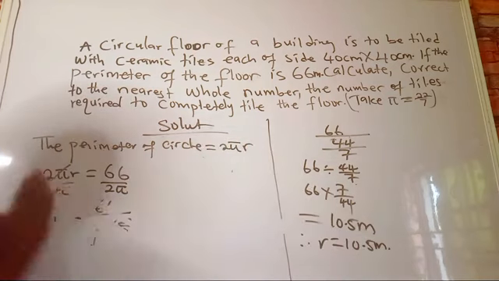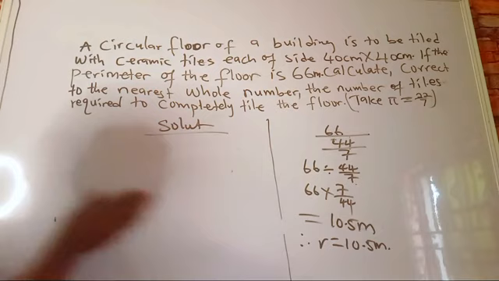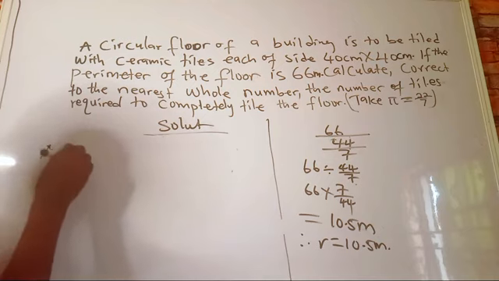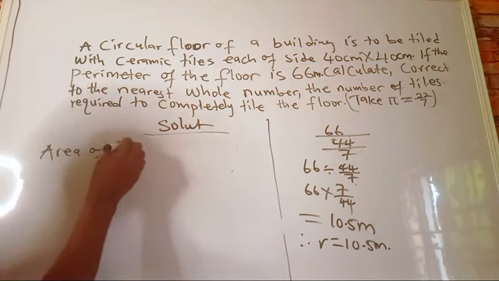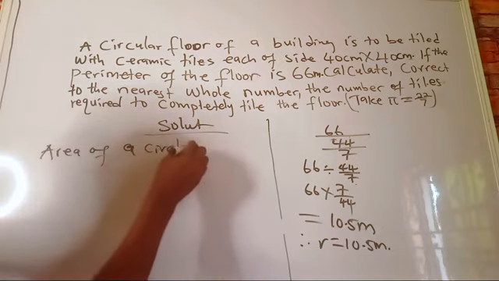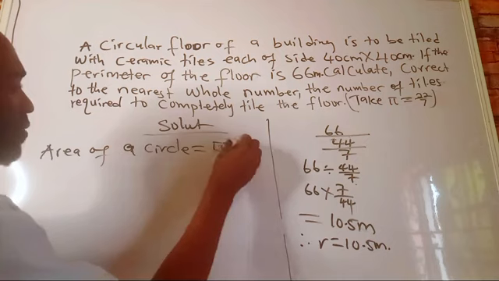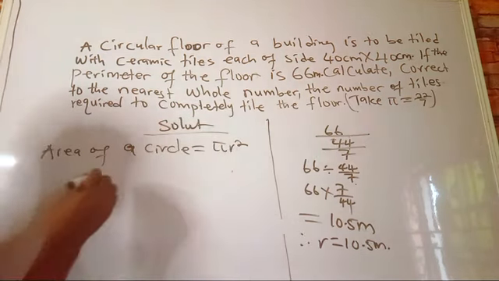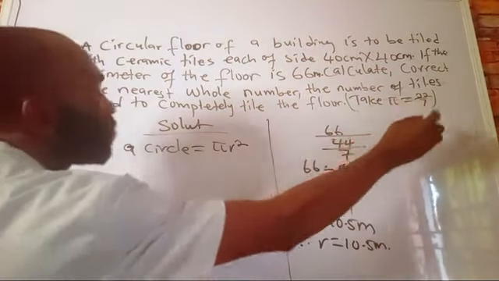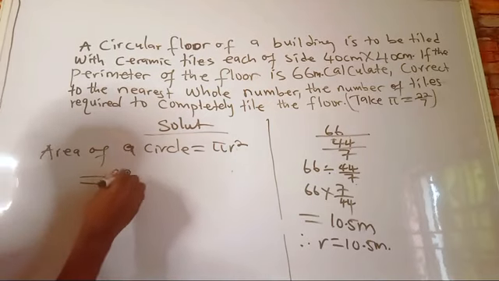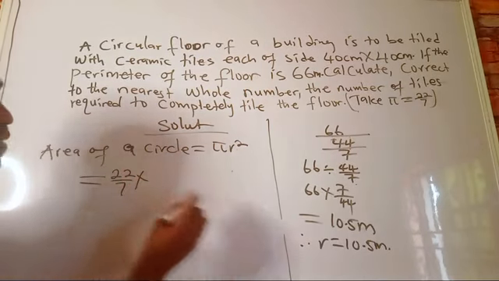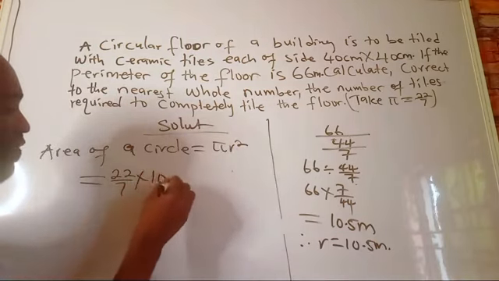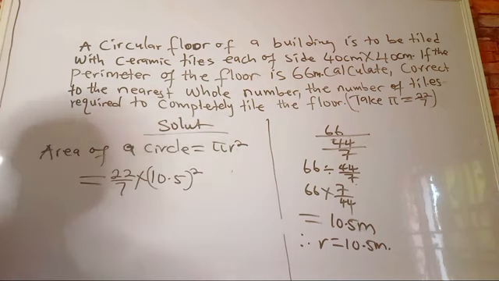So from here, we know that the area of a circle is equal to pi r squared. We know that pi is 22 over 7, so 22 over 7 times our r, which is 10.5, so that would be 10.5 all squared.